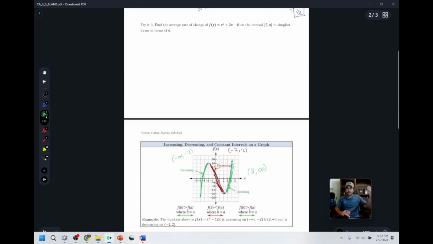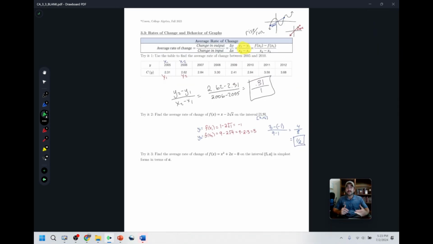And then also, don't forget we talked about the average rate of change and that first introduction to slope and that first introduction to change in y over change in x.